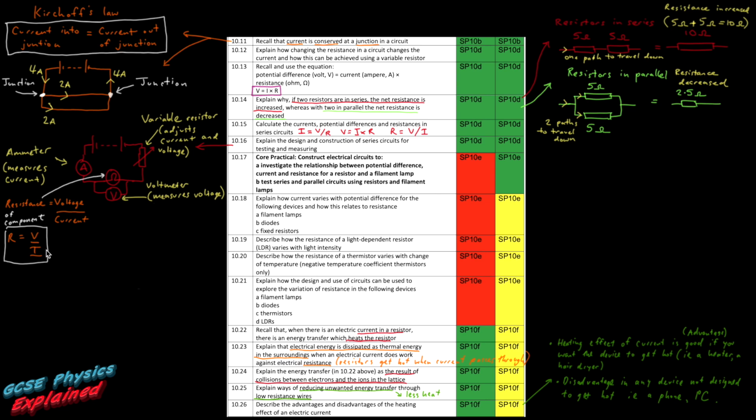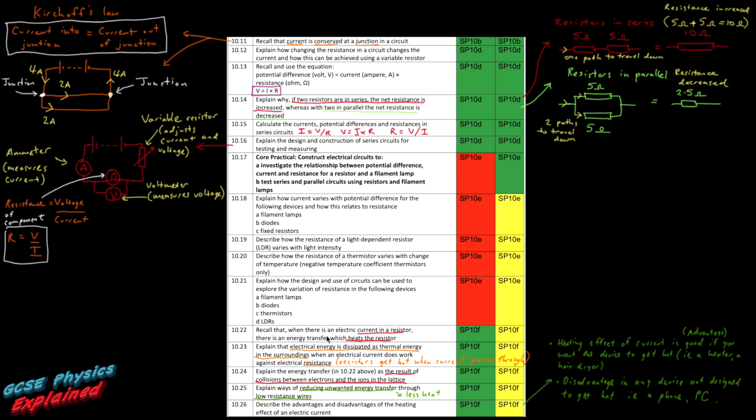I. If you've got to get multiple readings, pop a variable resistor in, and that'll allow you to change the currents and their corresponding voltages and get you multiple readings. If, for example, you wanted to plot a graph. We don't need to know any of this stuff, so we'll jump straight on to 10.22.